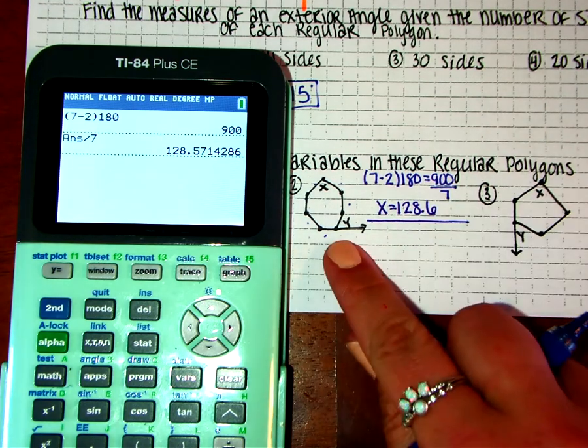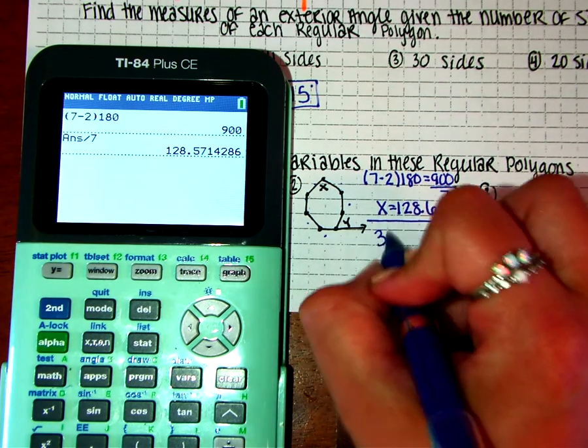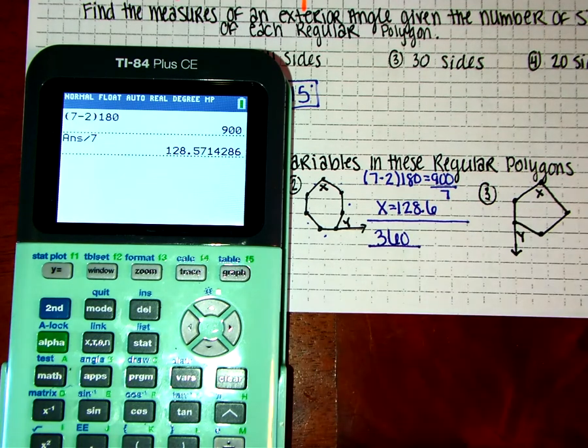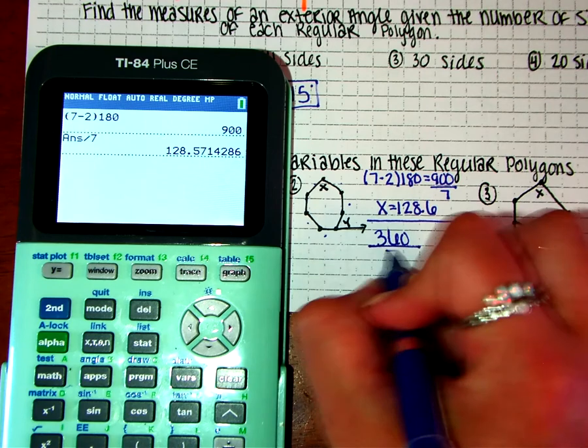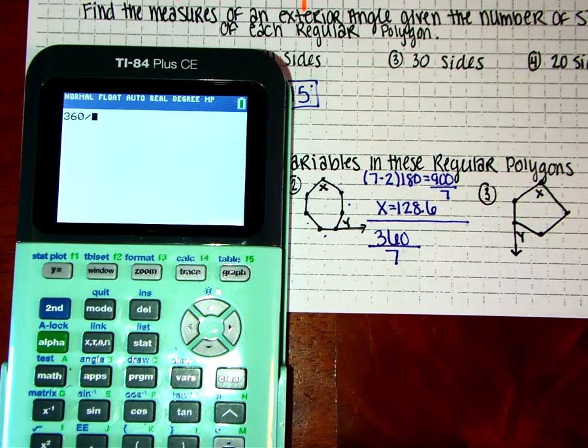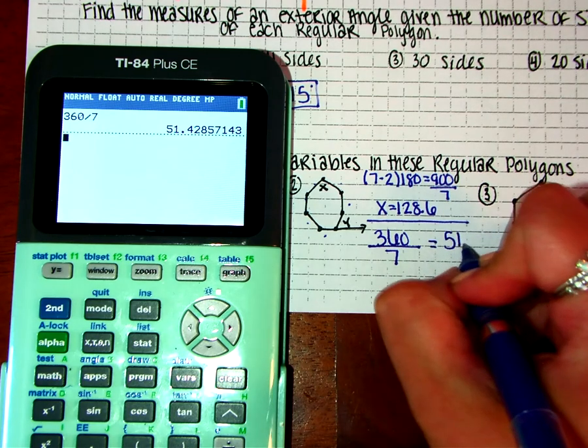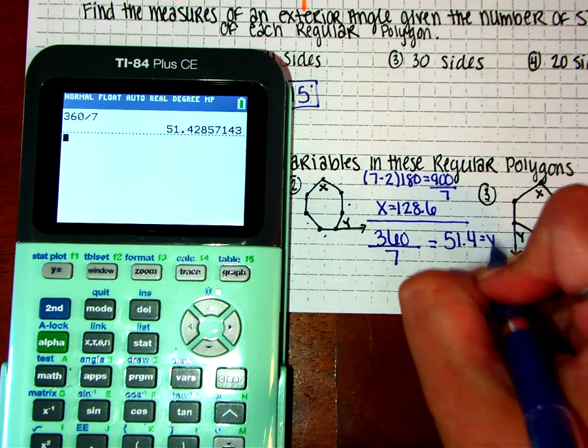Now to solve for y, that's exterior. My exterior angles are always 360. I'm breaking that up into 7 equal pieces. Again, I get a horrible decimal, so we'll do 51.4 equals y.